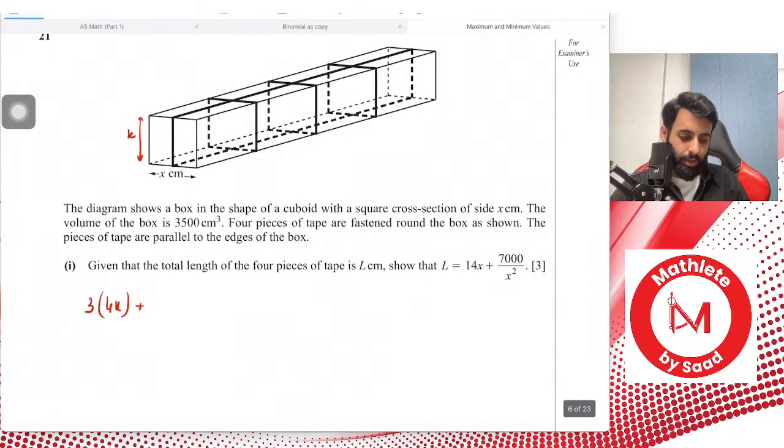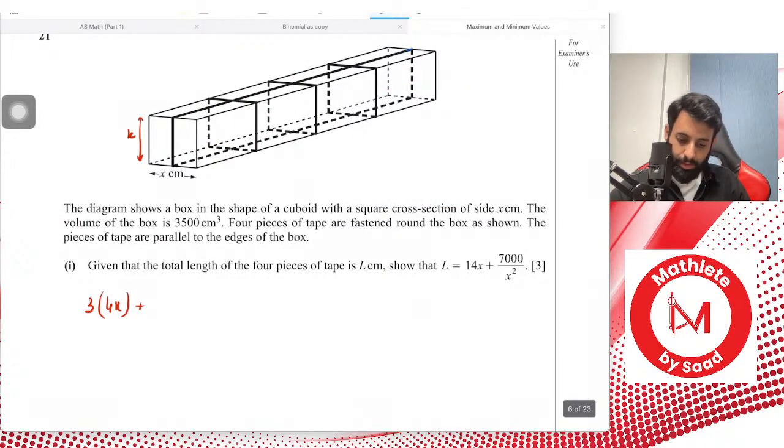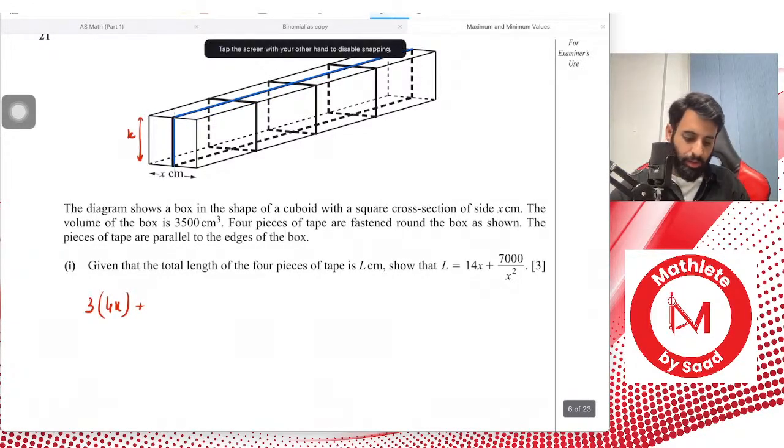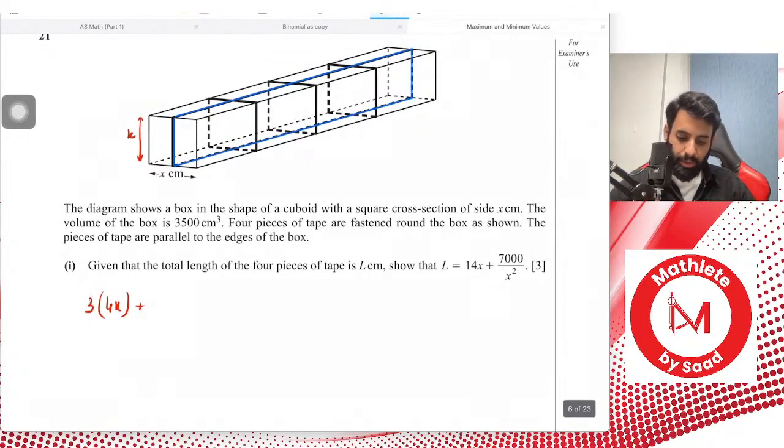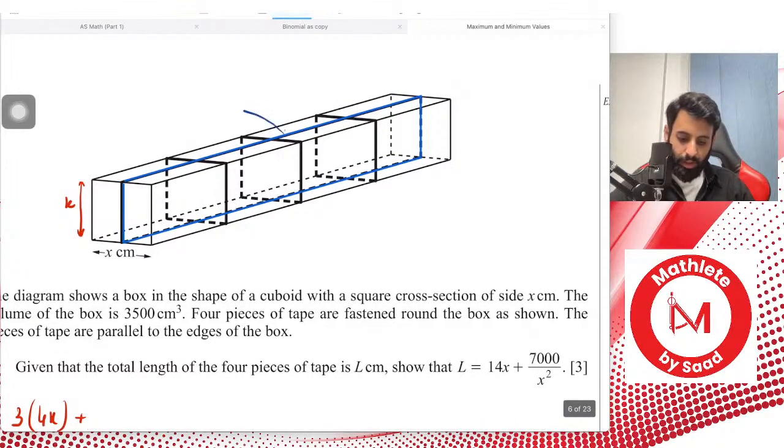Okay, so plus, now let's talk about this piece of tape, the longer one. Okay, the one that I'm now outlining in blue. Okay, so here's one length of the tape. Okay, here's another, and here's another. Okay, so what I'm going to do is I'm going to call the longer length, this length right here, equal to y.